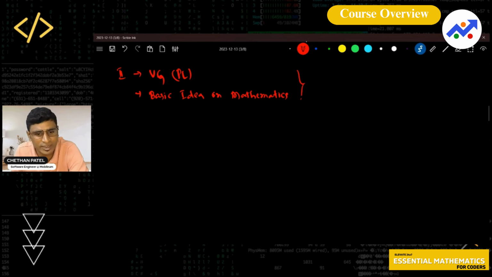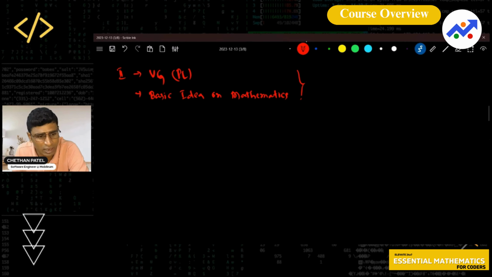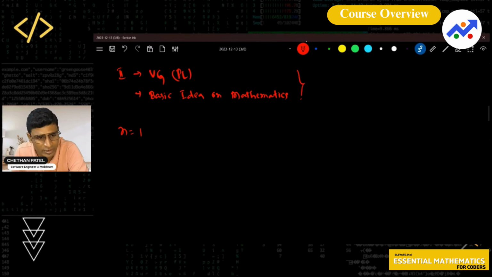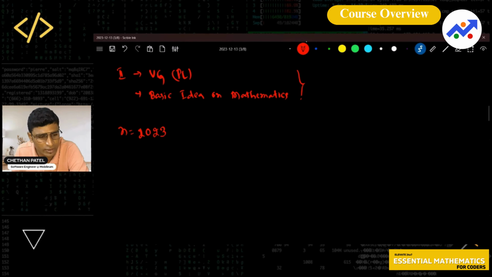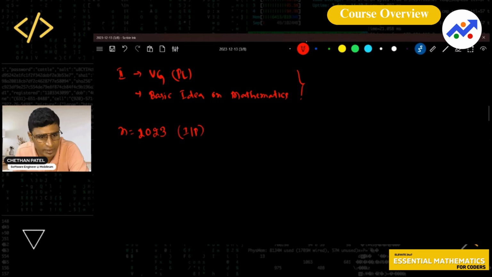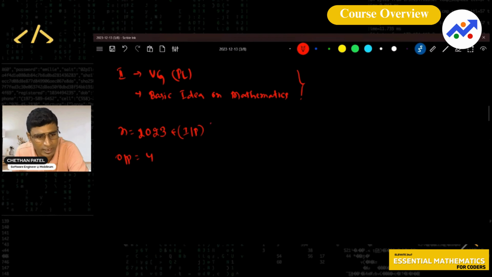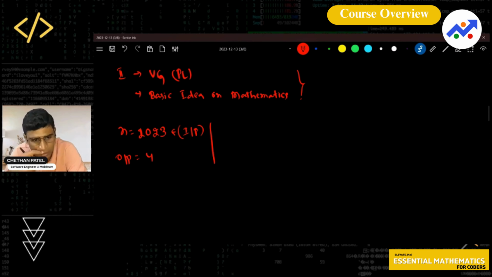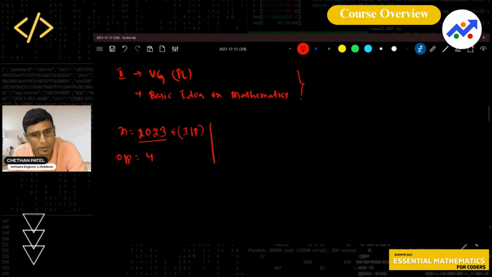Let me take a very simple problem. Let's say I give you a number, 2023, and the output that I am expecting is 4. Basically, I am asking them to write a program to count the number of digits in a given number.